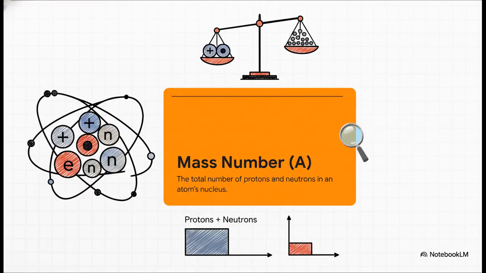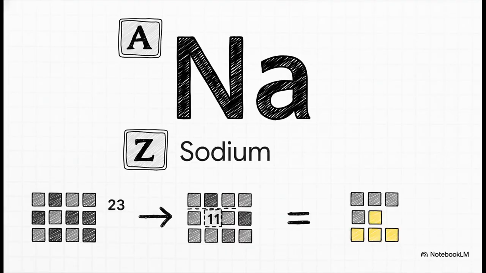All right, the second number you need to know is the mass number, which we call A. This one's also pretty straightforward. It's just the total count of the heavy guys in the nucleus. So that's your number of protons plus your number of neutrons. And since the electrons weigh next to nothing, the mass number gives you a really good idea of the atom's total mass.